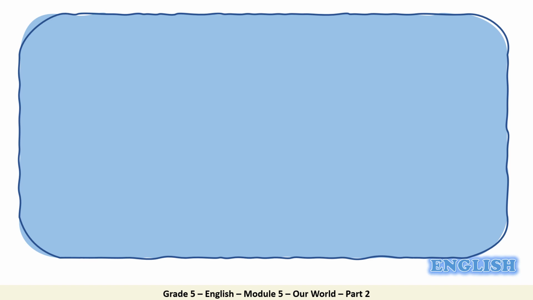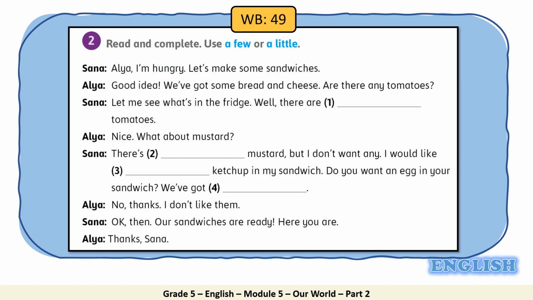To practice the quantifiers more, please open your workbook page 49, exercise number 2. In this exercise, you can see a conversation between Sana and Alia. There are some missing words in this conversation. These missing words are a few and a little. Read the conversation carefully and decide which quantifier should be used to fill in the gap. Pause the video and come back when you are ready to check your answers.